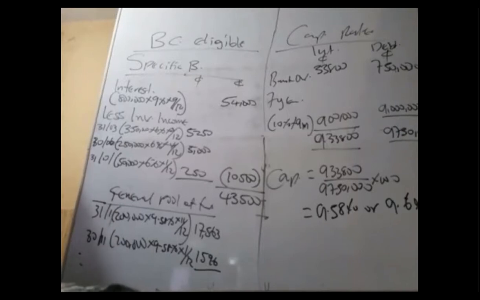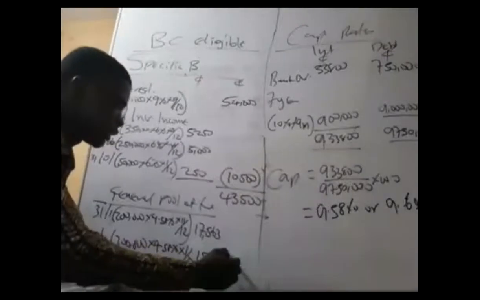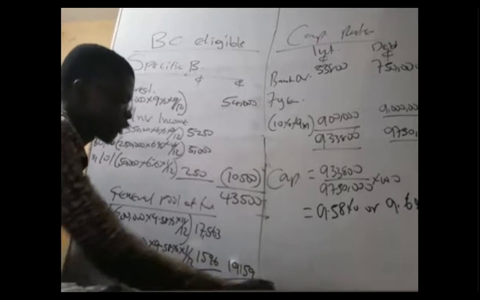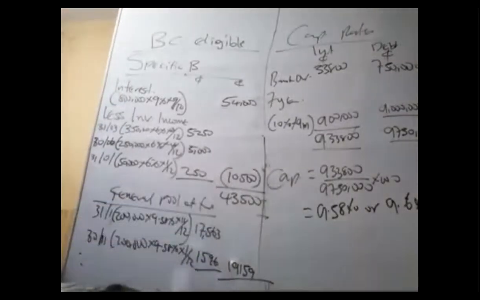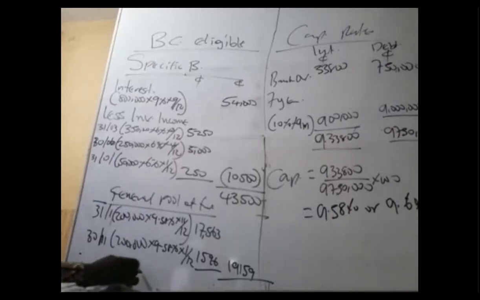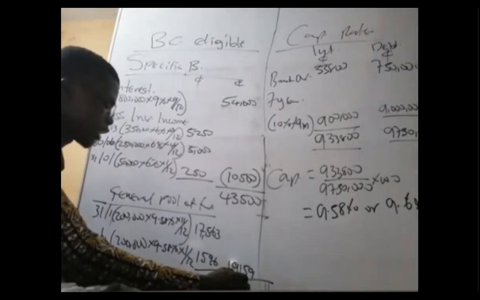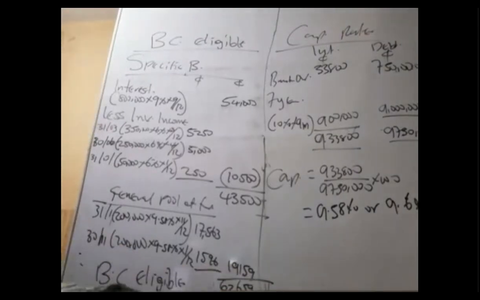Okay, so what do you get? 19,159. So 19,159. Then you put all of them together, total, and that gives us the overall borrowing cost eligible for capitalization. And that's 62,659. So 62,659. And that is the end of the game.